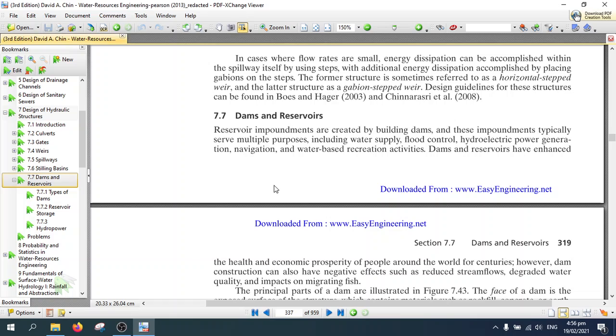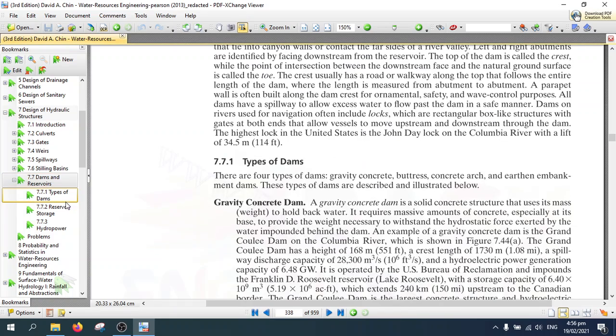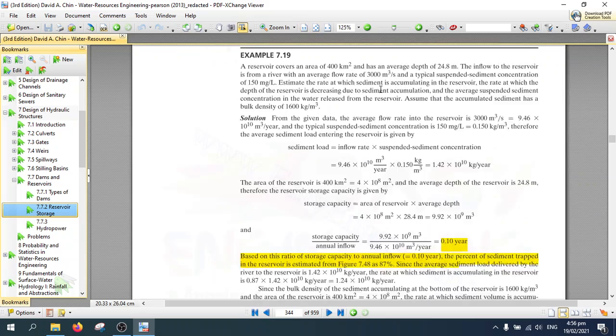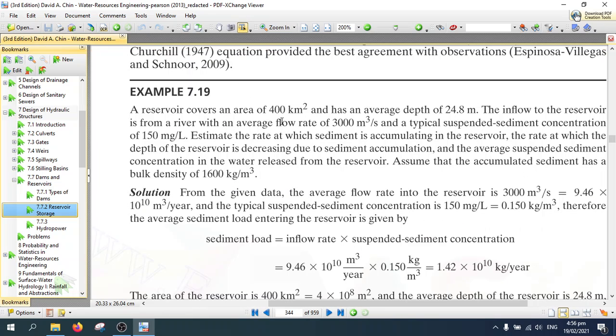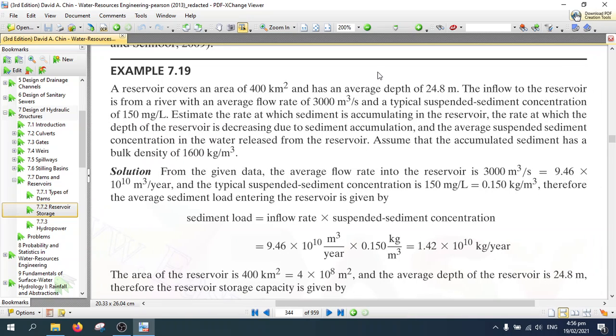Right, now let's discuss the first topic, the reservoir sedimentation. Let's head on to problem, or rather example 17.19. So you have a reservoir with an area of 400 square kilometers. You're talking about just the reservoir or the impounded area, not the watershed. Don't be confused.